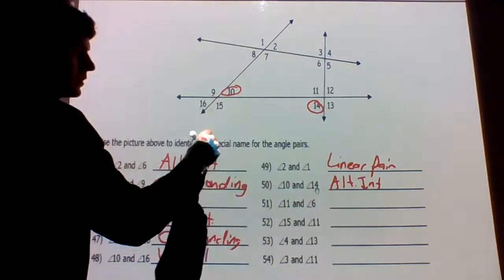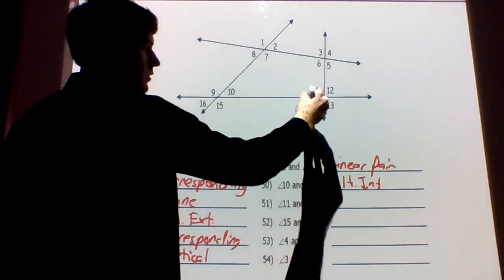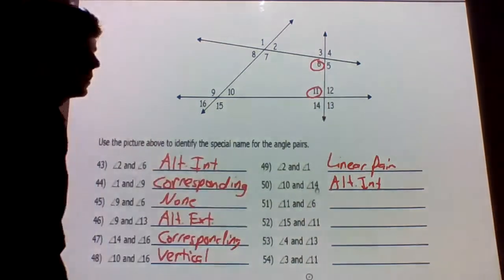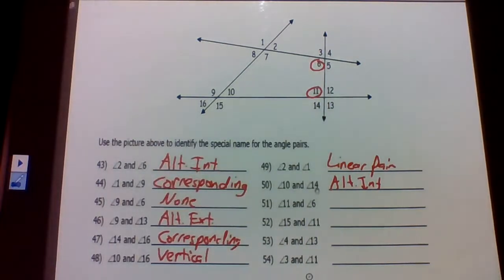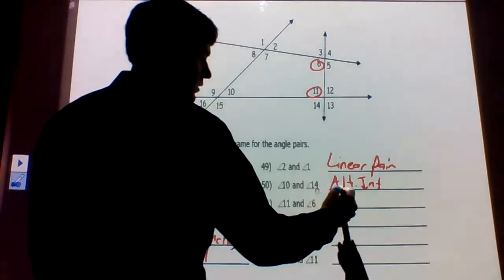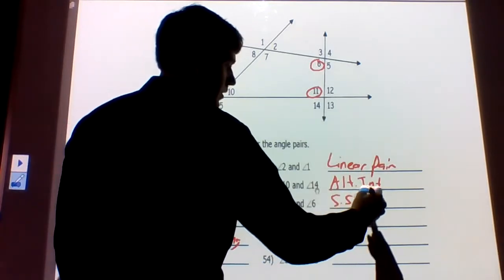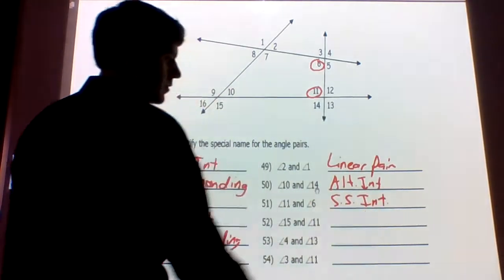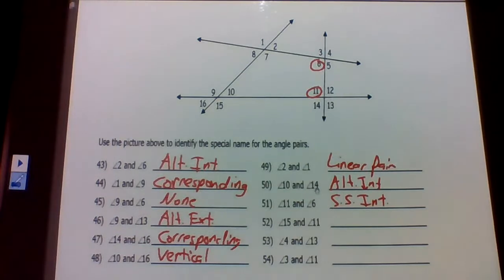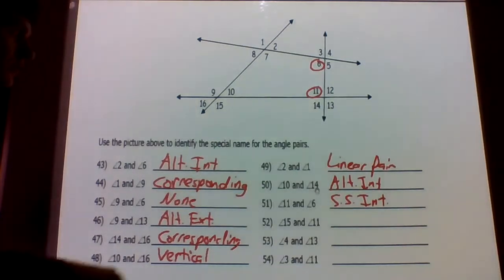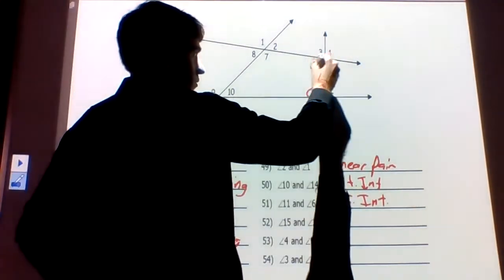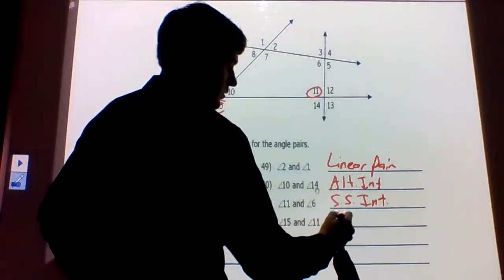Okay, 11 and 6. Same side of the transversal, and they're in between the two lines, so that's same side interior or consecutive interior. Again, same side interior is the same thing as consecutive interior. Okay, 15 and 11, those are on opposite sides of the transversal, and they're in between two lines, so that's alternate interior.